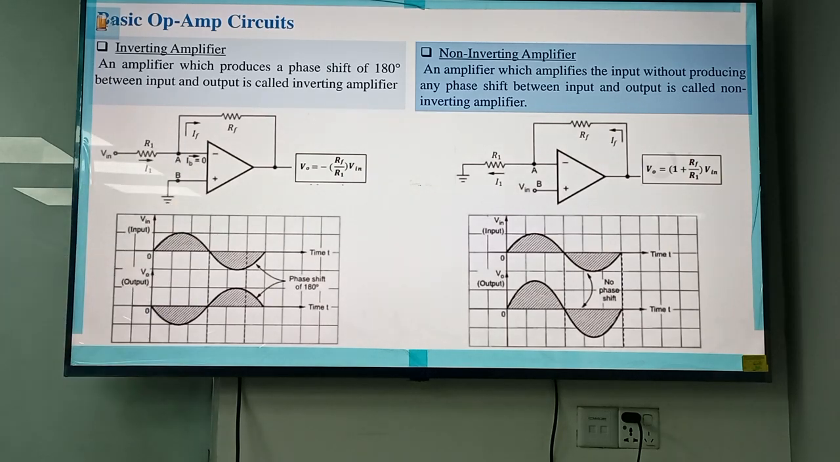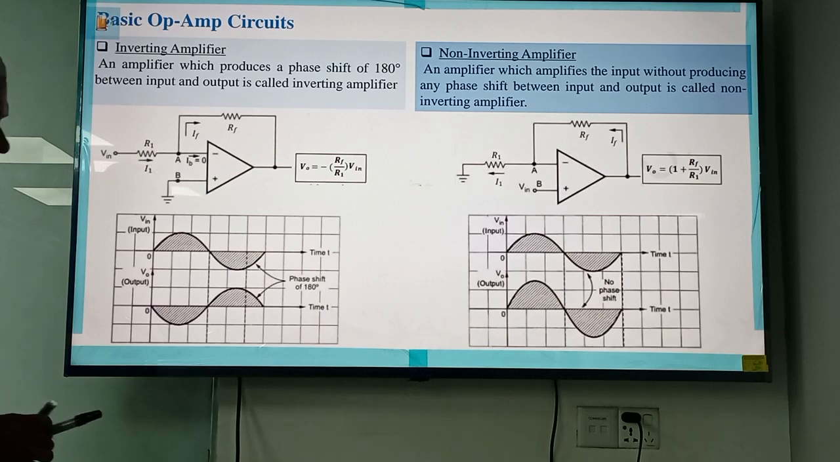The non-inverting amplifier is a similar thing to the inverting amplifier. The difference is that the non-inverting amplifier produces the output in phase with the input. It will not shift the phase of the input signal. The non-inverting amplifier is an amplifier which amplifies the input without producing any phase shift between input and output.